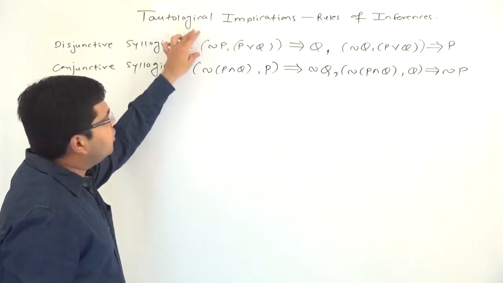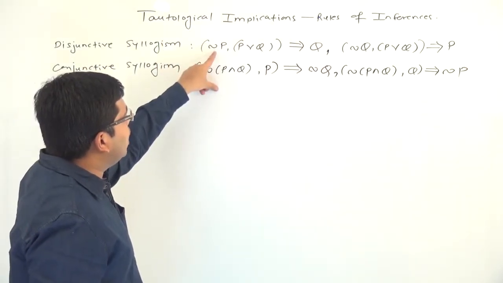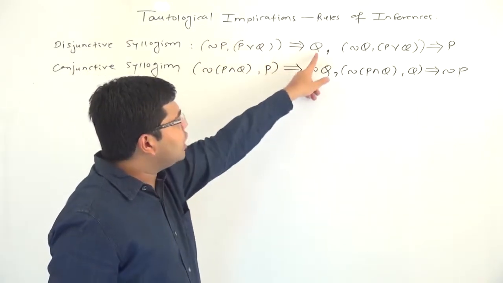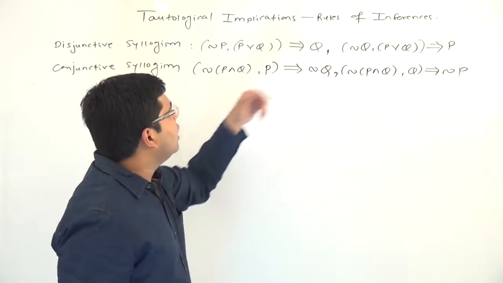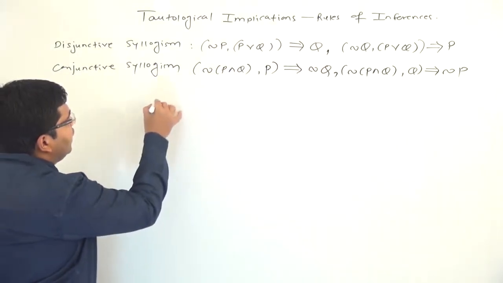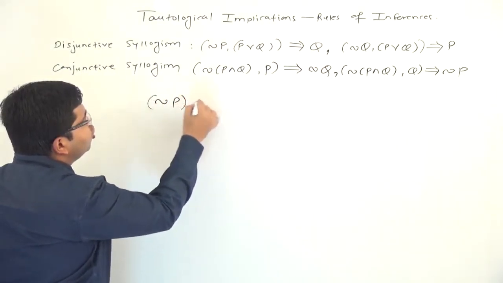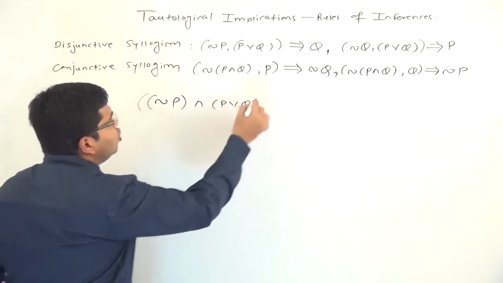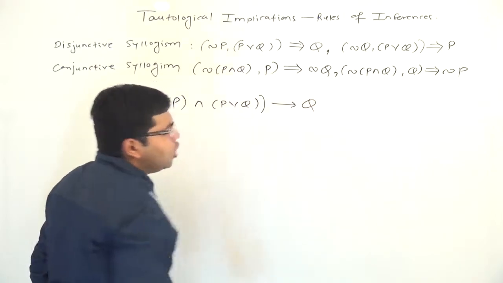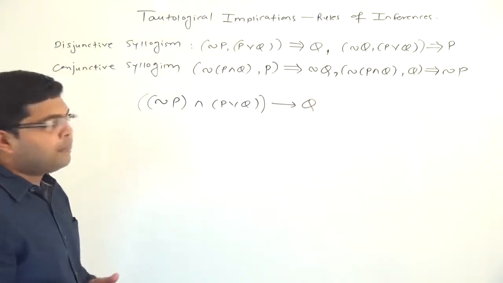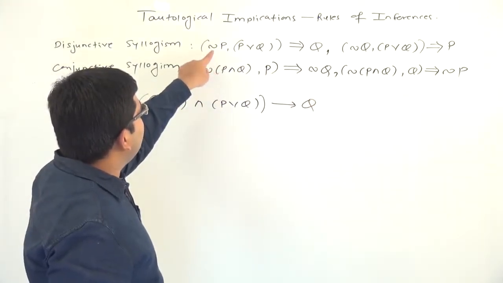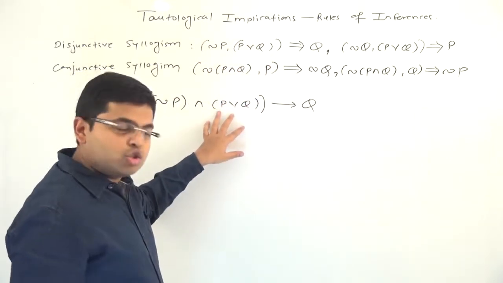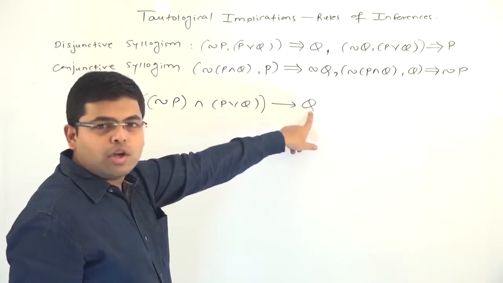This is an argument wherein we have two premises, premise 1 and premise 2, and on the basis of these premises we are drawing a conclusion, which is Q. This means whenever negation of P is true and P or Q is true, then Q is also true. So this is basically an implication wherein premise 1 is true and premise 2 is true, and therefore the conclusion will also be true.